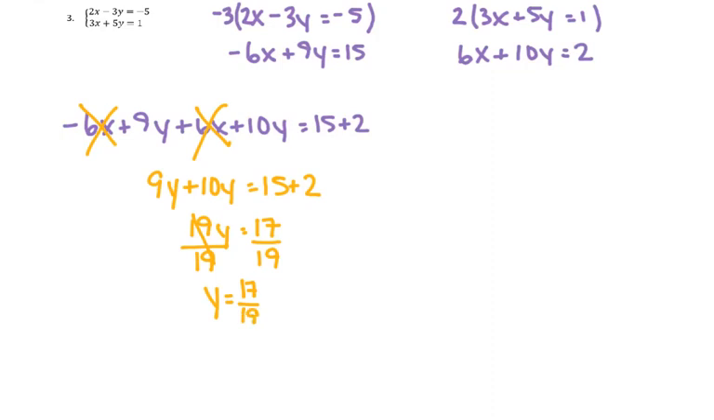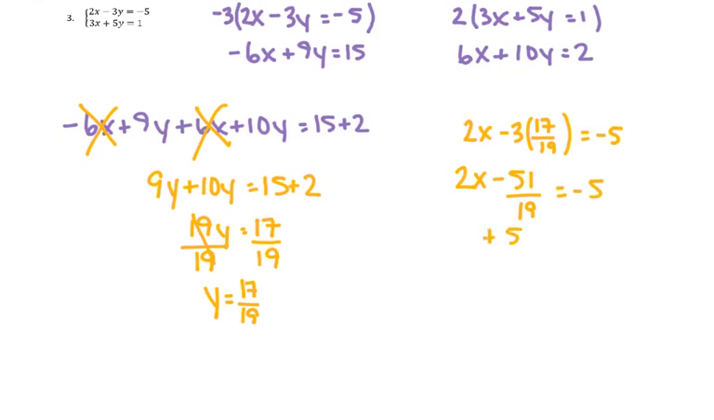So now I need to plug 17 over 19 into one of my two original equations to solve for x, to get my x value that is the solution to this linear system. So I'm going to plug it into the first one. So I've got 2x minus 3 times 17 over 19 equals -5. So I've got 2x minus, because a negative times a positive is a negative. So -3 times 17 is -51. So I've got -51 over 19 equals -5.